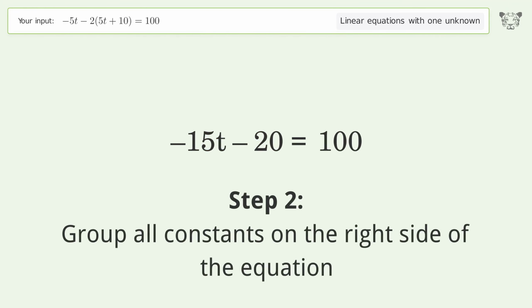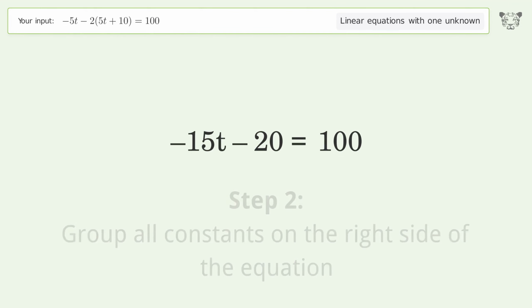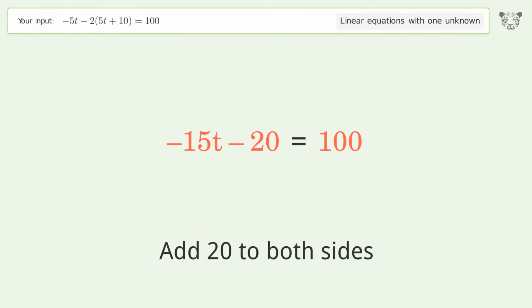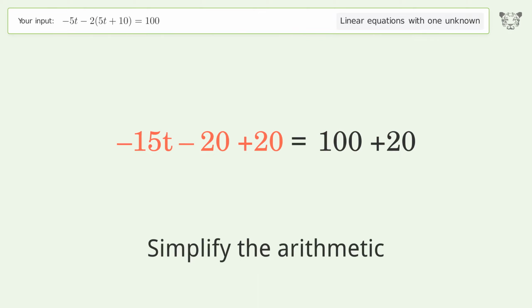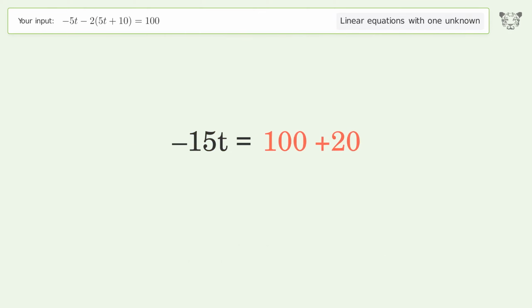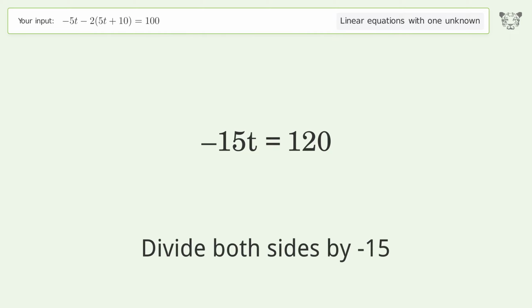Group all constants on the right side of the equation. Add 20 to both sides. Simplify the arithmetic. Isolate the t. Divide both sides by -15.